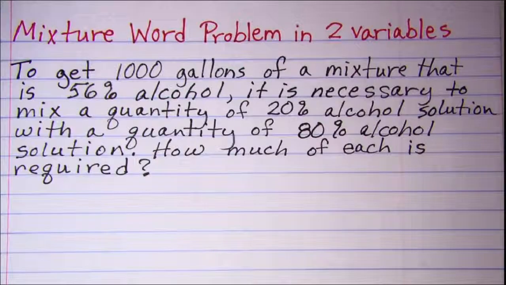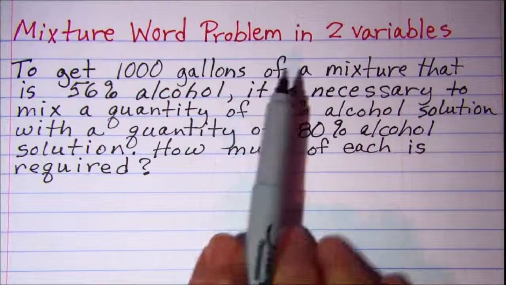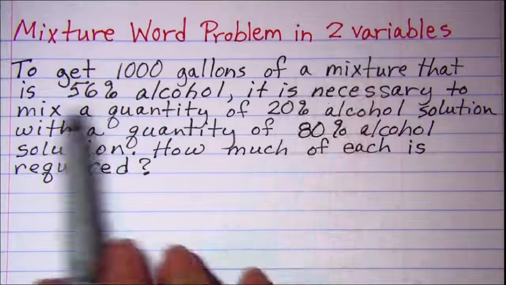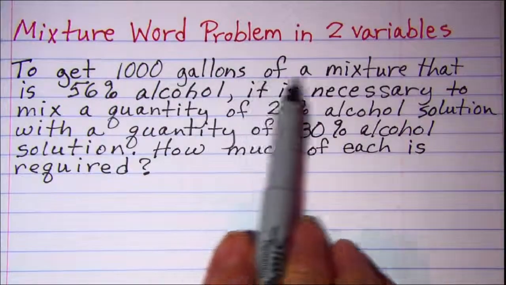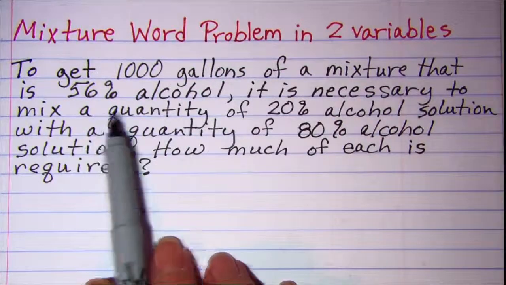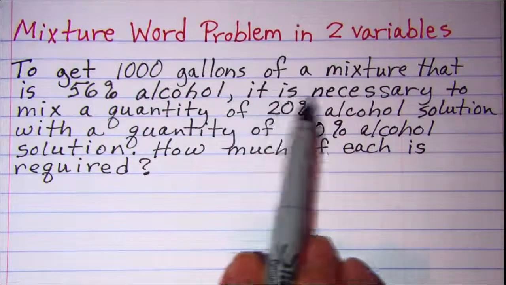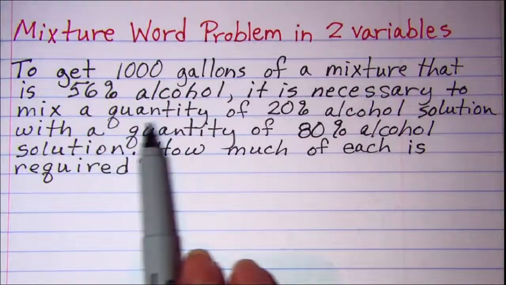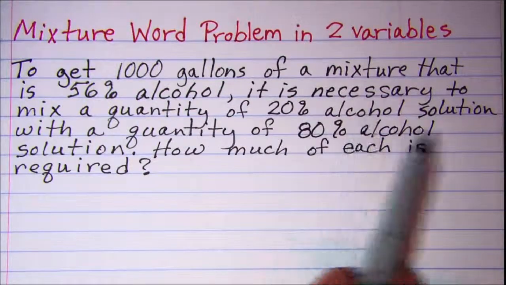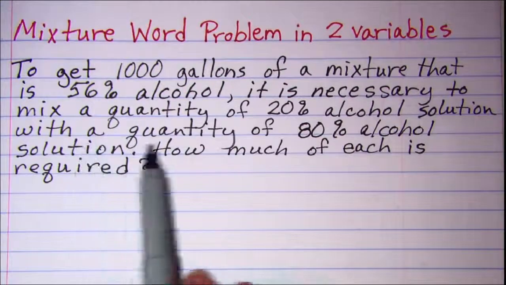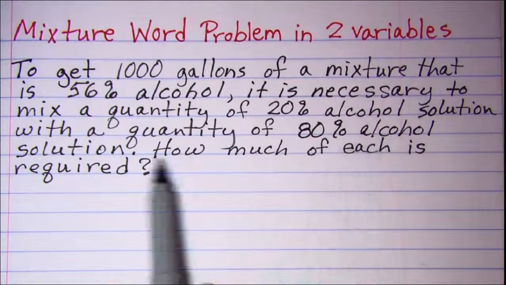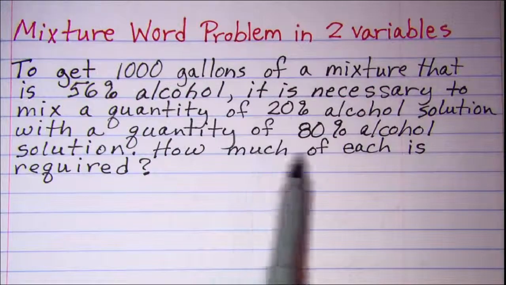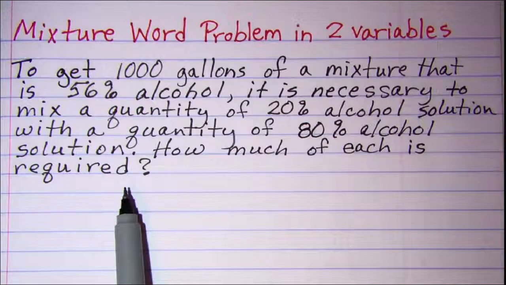In this video we'll be doing a mixture word problem in two variables. To get 1,000 gallons of a mixture that is 56% alcohol, it is necessary to mix a quantity of 20% alcohol solution with a quantity of 80% alcohol solution. How much of each is required?